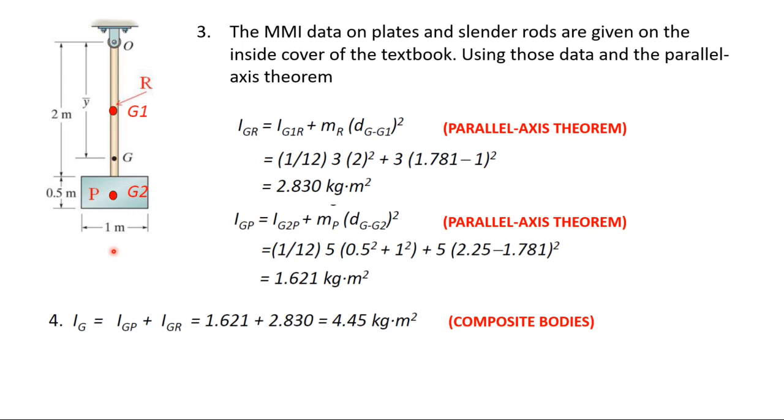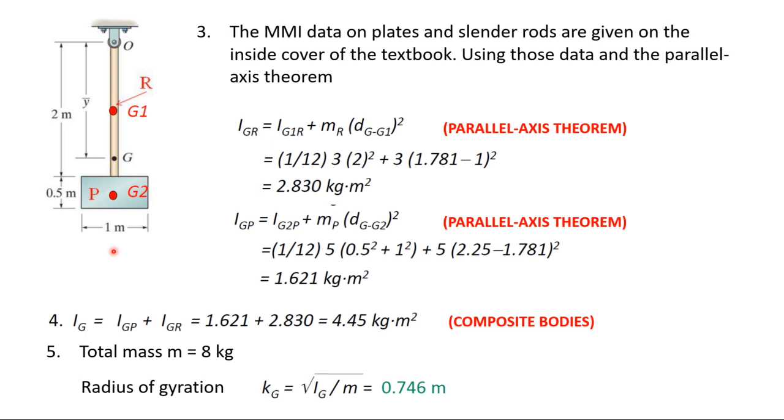Now, we can simply find the radius of gyration, which is equal to the square root of I divided by the mass. Total mass is 8 kilograms. The radius of gyration is going to be equal to the square root of 4.45 divided by 8, and this will give us 0.746 meter. That's it. That's how we find the radius of gyration for composite bodies.